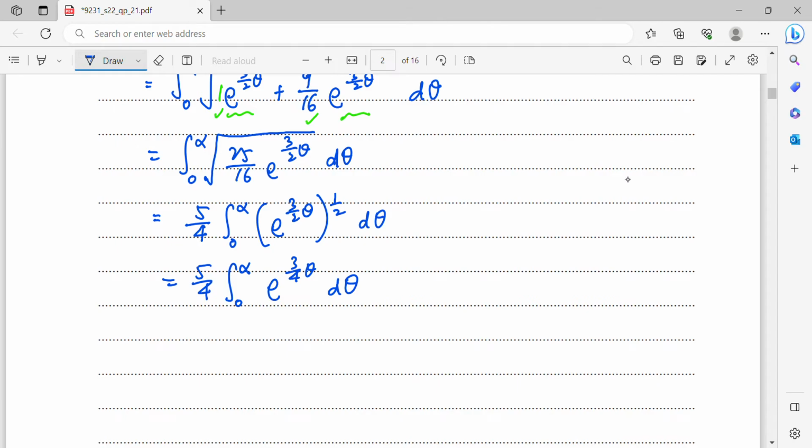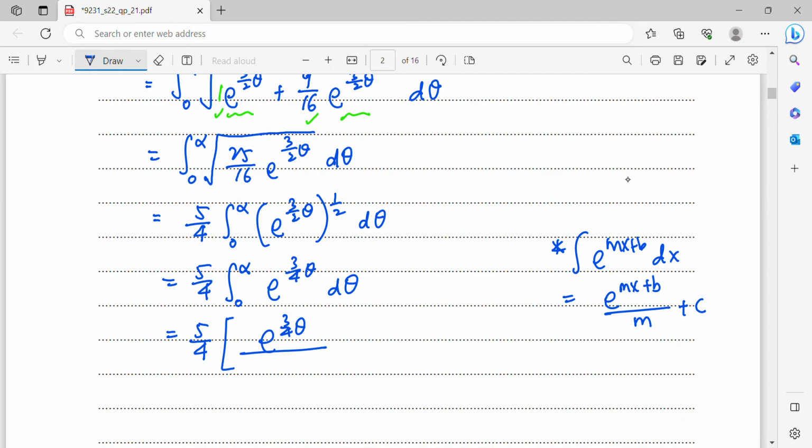Now we can easily integrate this exponential. It will be 5 over 4, integrate exponential. Integrating exponential mx plus b dx, for example, gives e to the mx plus b, over the differentiation of mx plus b, which is m, together with the plus c. So now I will use the same formula: e to the 3 over 4 theta over the differentiation of 3 over 4 theta, which is 3 over 4, with limits 0 to alpha.